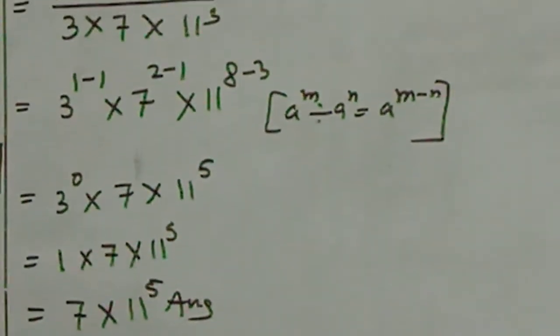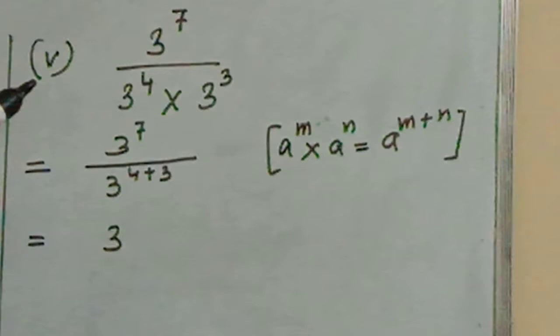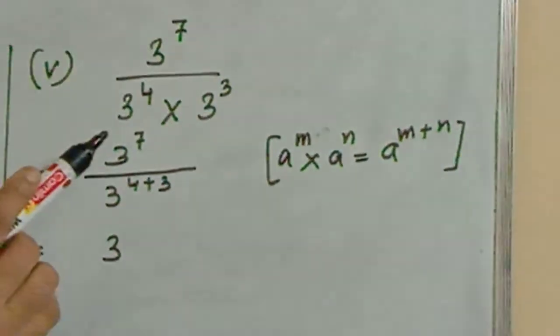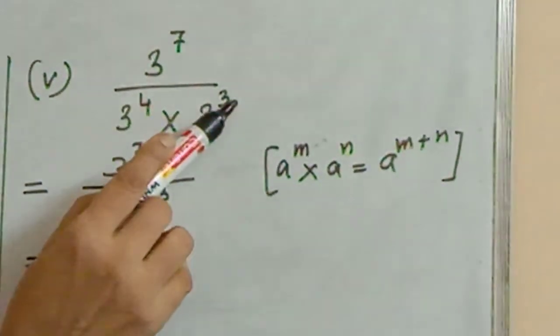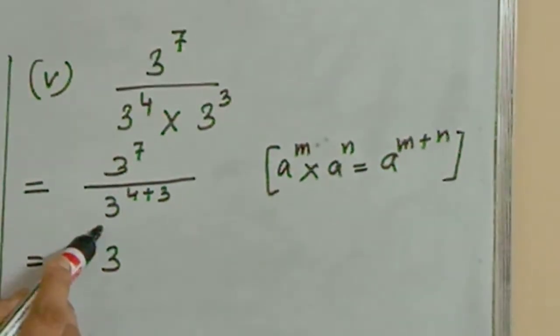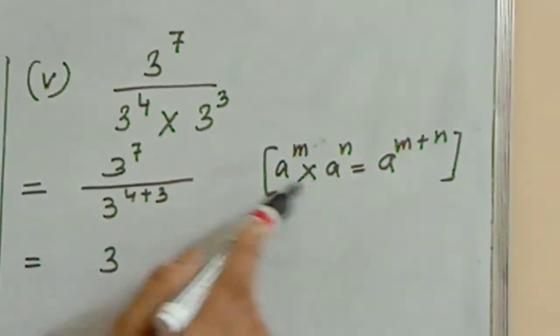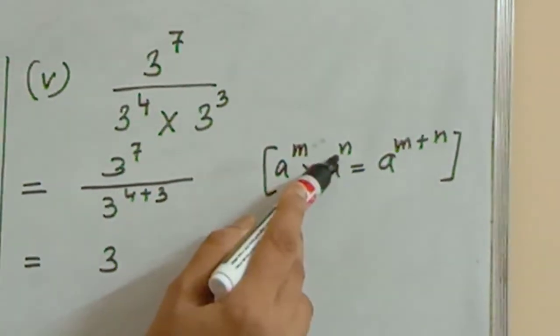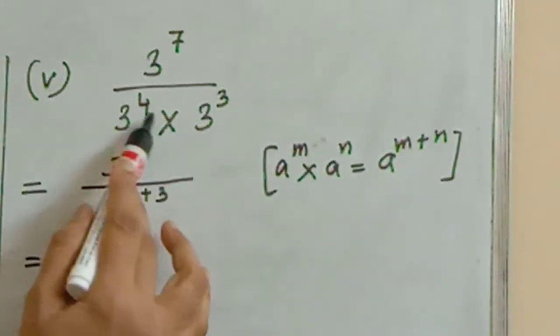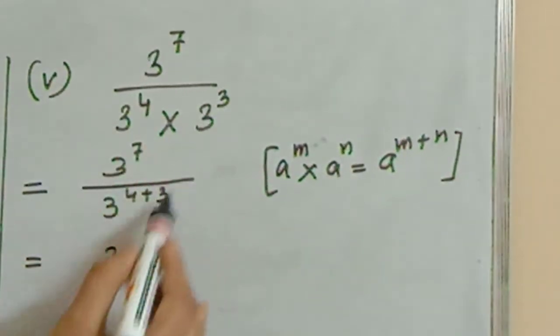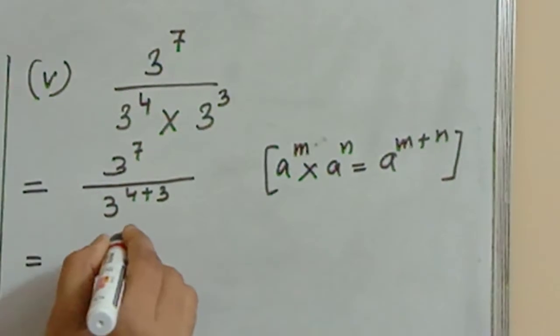Now come to the next sum. Question number 5. 3 to the power 7 divided by 3 to the power 4 into 3 to the power 3. 3 to the power 7 divided by 3 to the power 4 plus 3, as a to the power m into a to the power n is equal to a to the power m plus n. Into sign, bases same, powers different. You will add the powers.